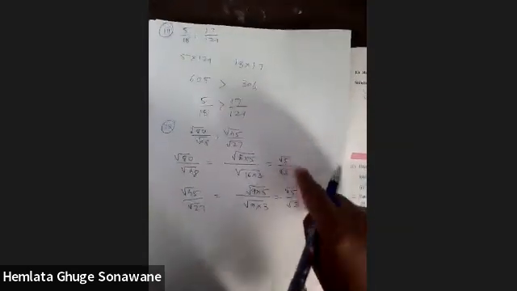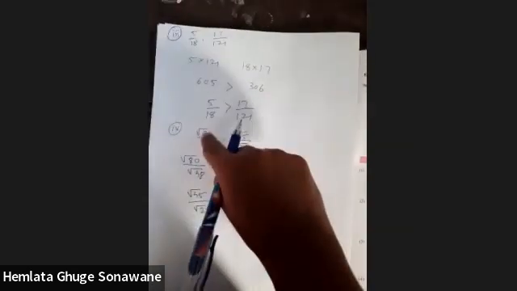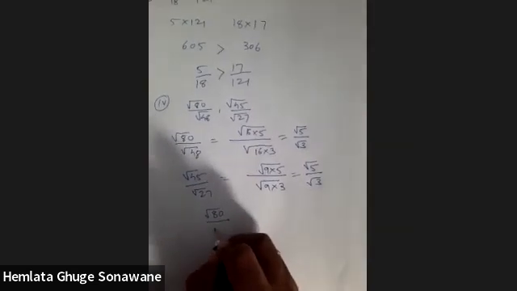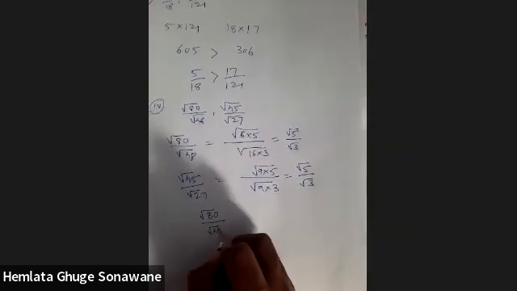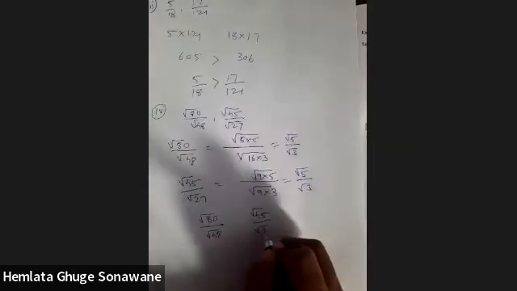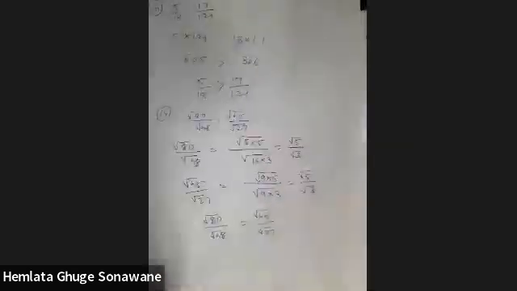Both these terms are equal. Means whatever the pair is given, that is equal. Under root 80 upon under root 48 and under root 45 upon under root 27, that will be equal.